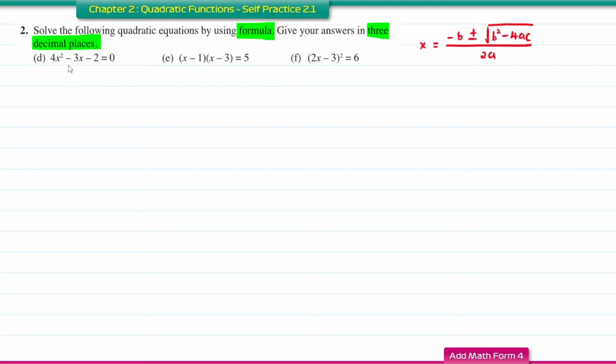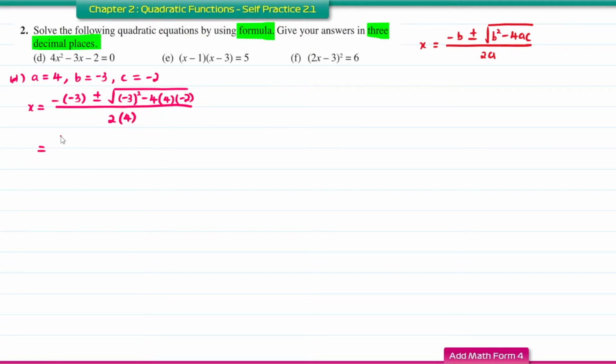Question D. 4x squared minus 3x minus 2 equal to 0. So this quadratic equation has been written in general form, so we can solve this straight away. So here a is equal to 4, b equal to -3, and c is equal to -2. So just substitute this into the formula. So x is equal to negative b, which is -3, plus minus square root, b squared is -3 squared minus 4, a is 4, c is -2. So square root this part and divide by 2a.